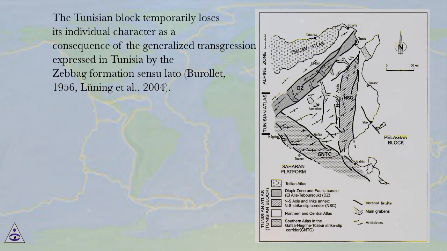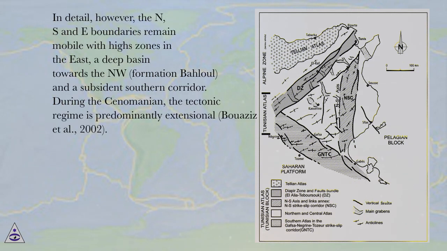The Tunisian block temporarily loses its individual character as a consequence of the generalized transgression expressed in Tunisia by the Zebbag formation (Sinsulato, Biralet, 1956; Luning et al., 2004). In detail, however, the N, S and D boundaries remain mobile, with high zones in the east, a deep basin towards the NW, formation Barlol, and a subsident southern corridor.